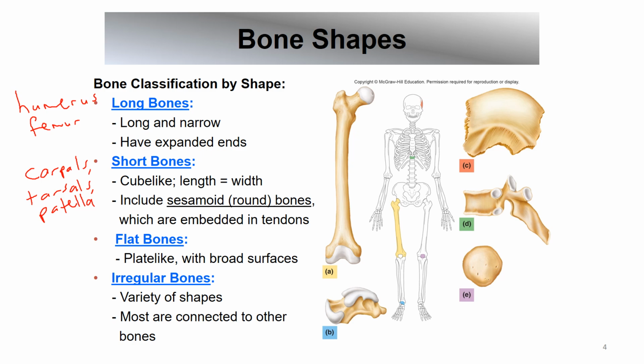Flat bones, so these are plate-like. Scapula, our ribs, and our skull bones. Then the irregular bones, these have different shapes, and they have one or more than one hole inside. The different examples are vertebrae, hip bone, also our scaphoid and ethmoid. Those are also irregular bones.